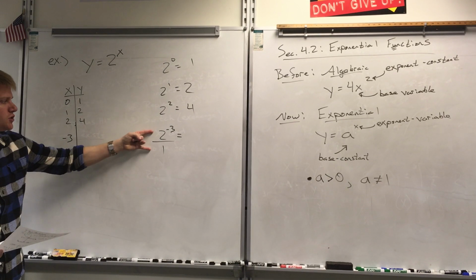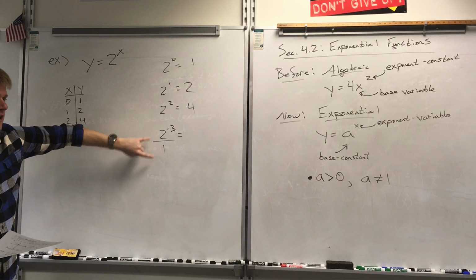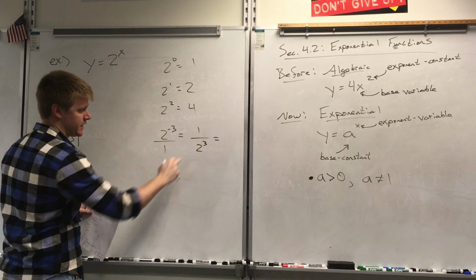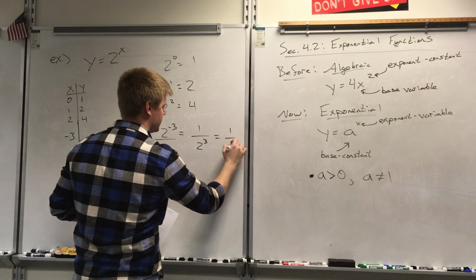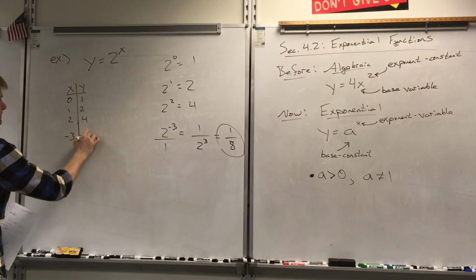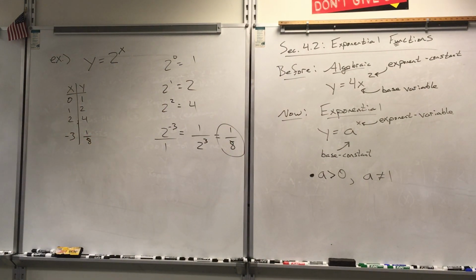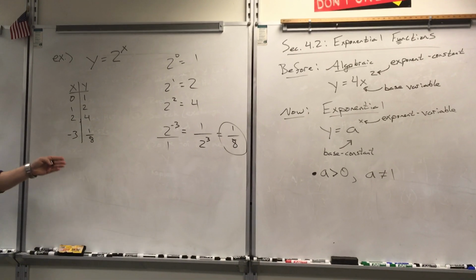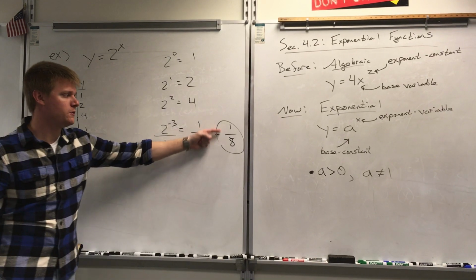So what I have to think is 2 to the negative 3 flips to 1 over 2 to the positive 3. And then I just do 2 to the third, which is 8. So if you can think of it with another particular example, 2 to the third would be 8. Therefore, 2 to the negative third would be 1 over 8.